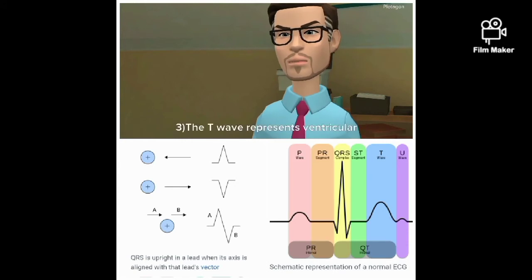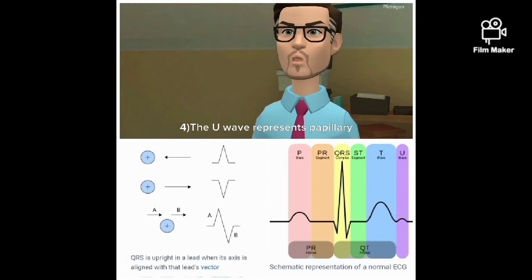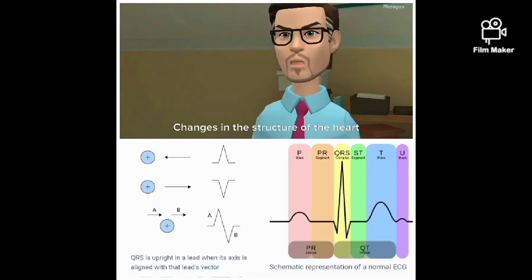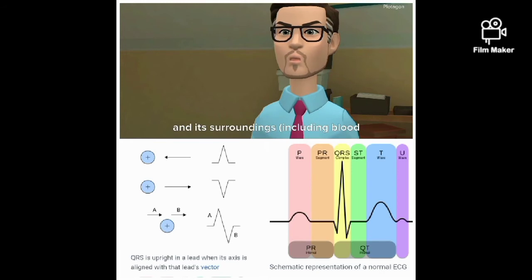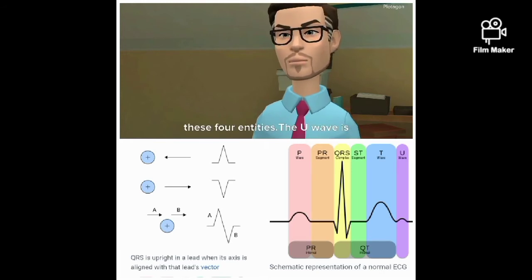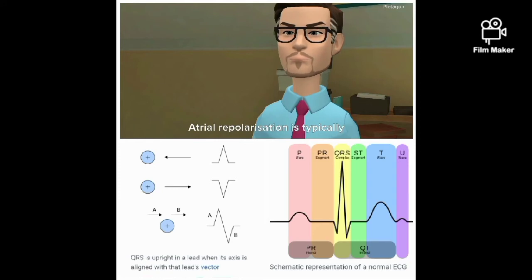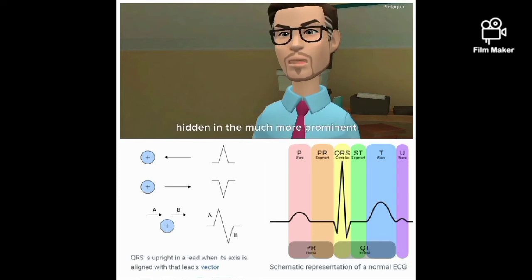2. The QRS complex represents ventricular depolarization. 3. The T wave represents ventricular repolarization. 4. The U wave represents papillary muscle repolarization. Changes in the structure of the heart and its surroundings, including blood composition, change the patterns of these four entities. The U wave is not typically seen and its absence is generally ignored.